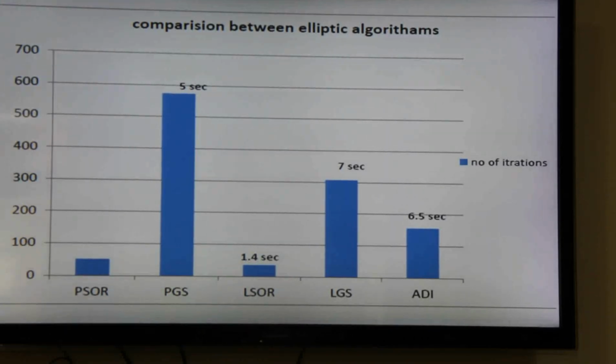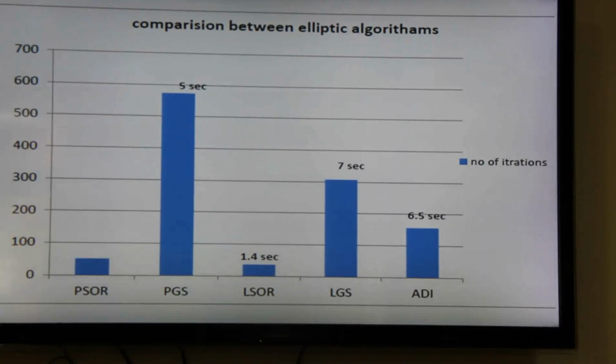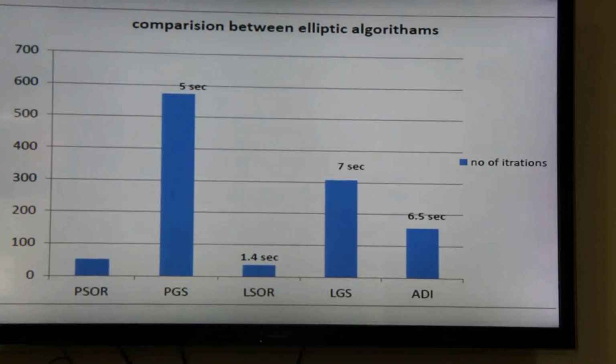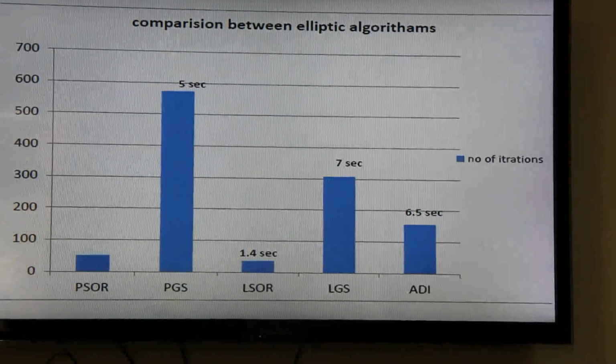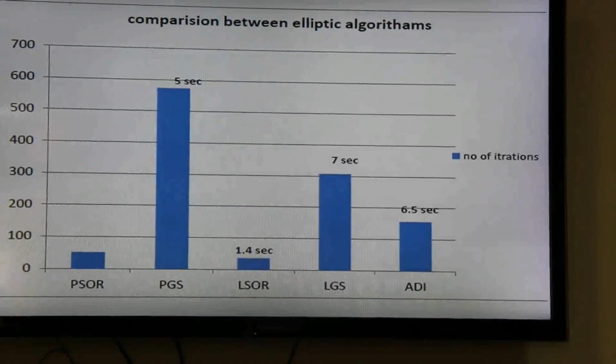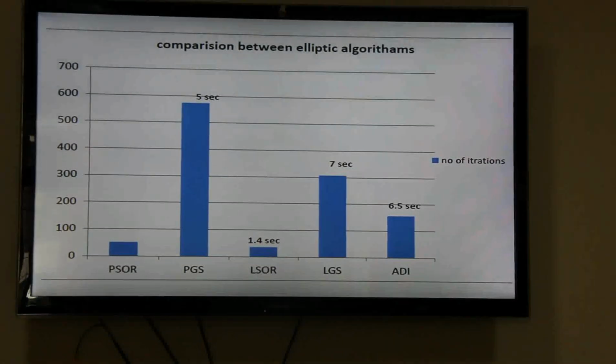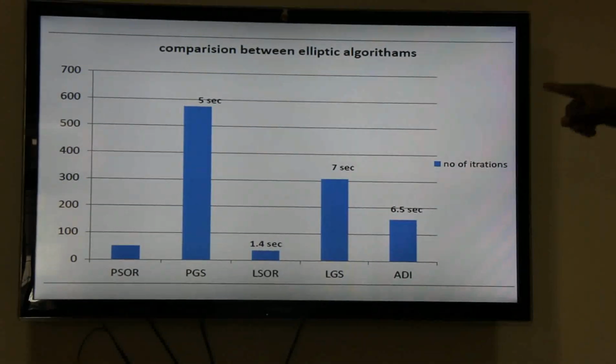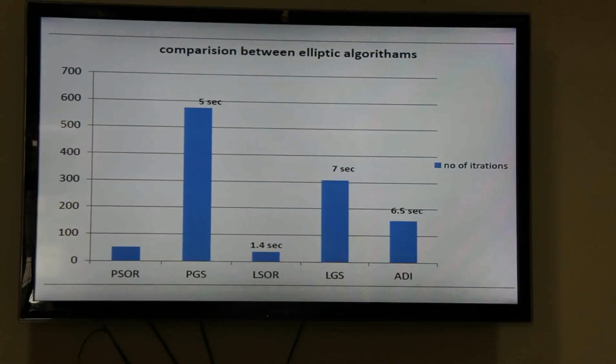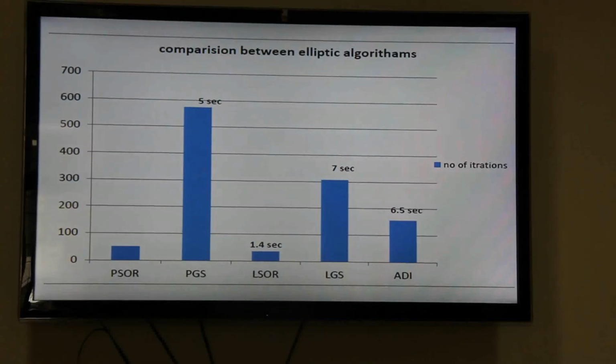Successive over relaxation came from point Gauss Seidel. The point Gauss Seidel consumes more iterations, yet it consumes only 5 seconds compared with line Gauss Seidel. Why? Because line Gauss Seidel's operations and manipulations are higher than PGS. Even with fewer iterations, LGS consumes 7 seconds, because it produces a large number of matrices. So it requires more manipulation and more time.